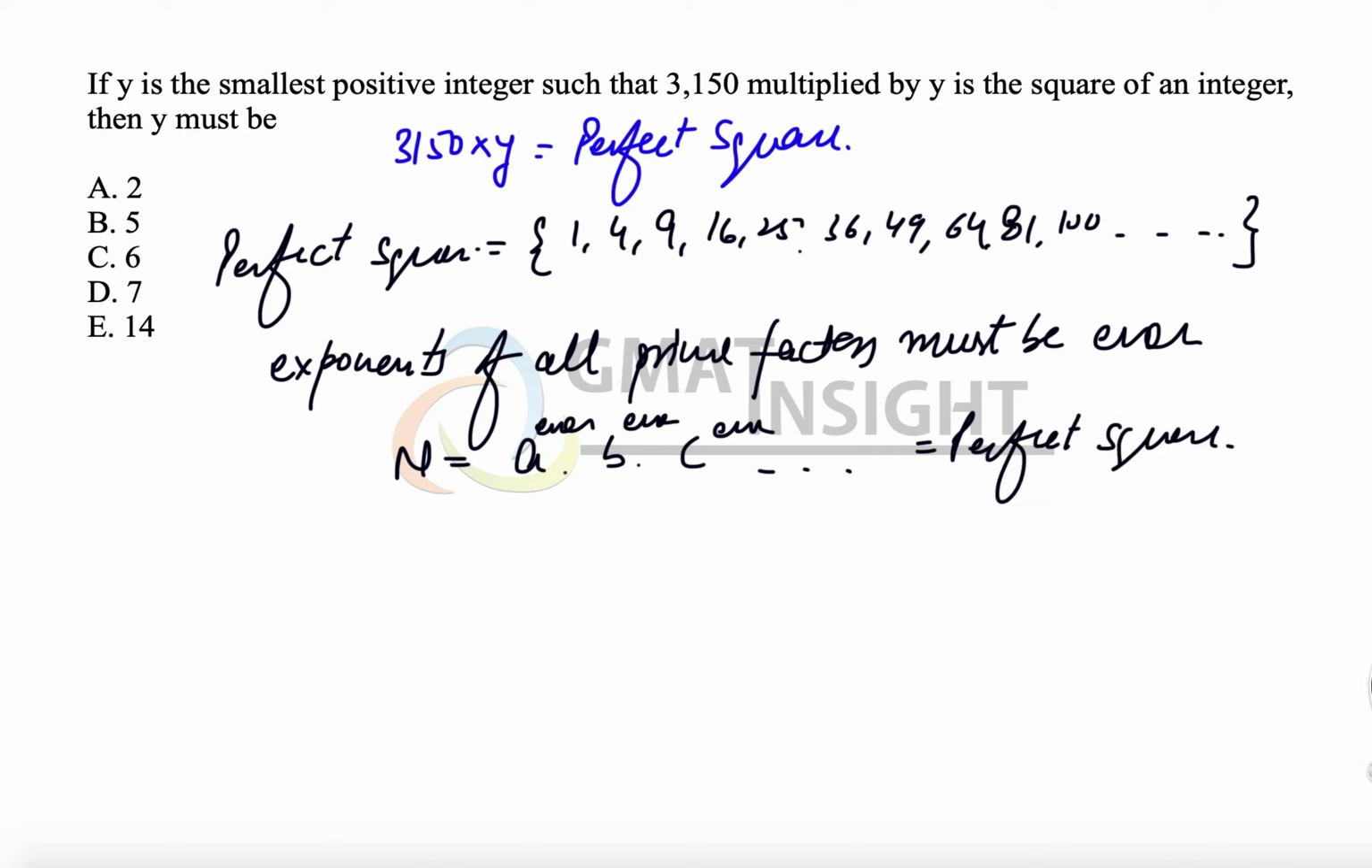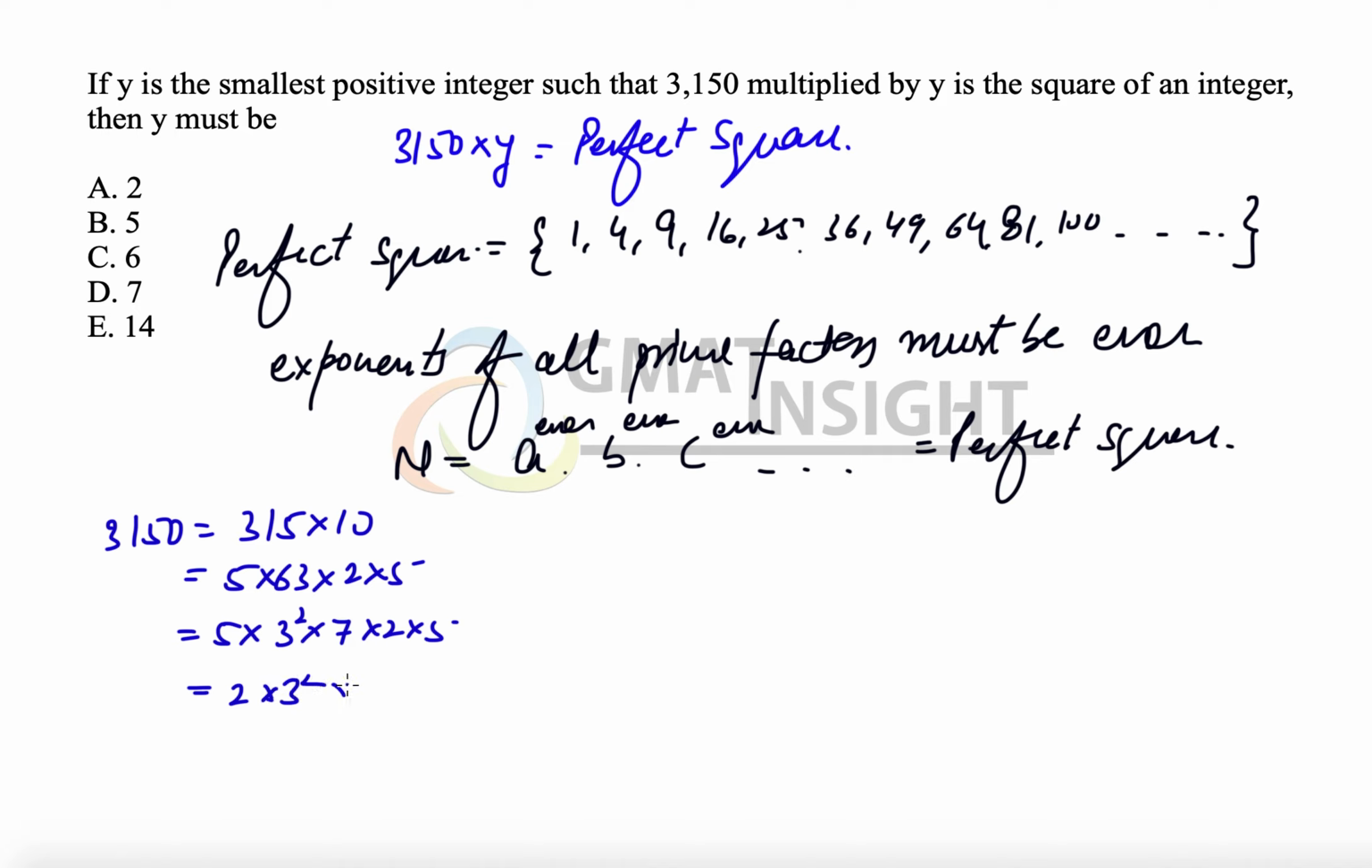So what we need to do in this question is prime factorize it first. For 3150, the easiest prime factorization is to write it as 315 multiplied by 10. 315 is divisible by 5 again, 5 into 63, and 10 is 2 into 5. 63 can further be written as 9 into 7. 9 I'm writing as 3 square, which means I can write it as 2 times 3 square times 5 square times 7, which means 3150y is 2 times 3 square times 5 square times 7 times y.